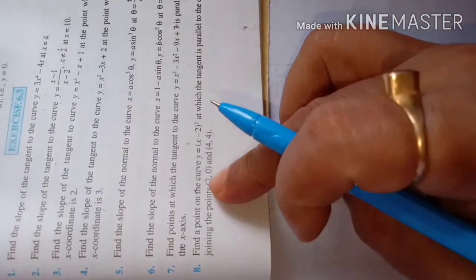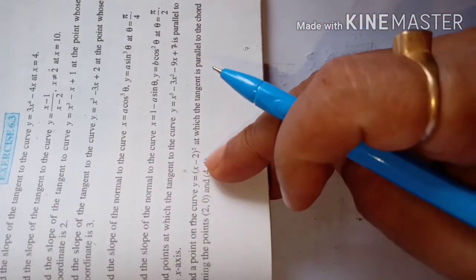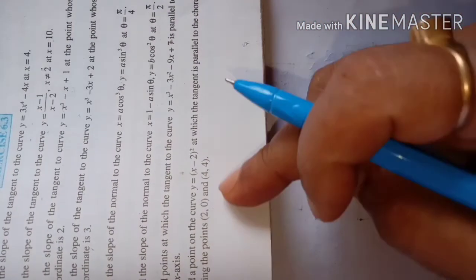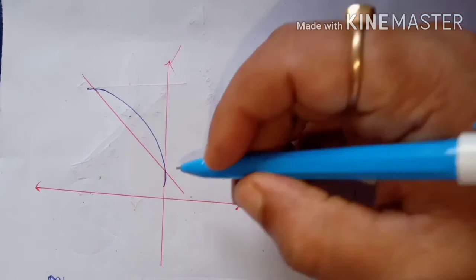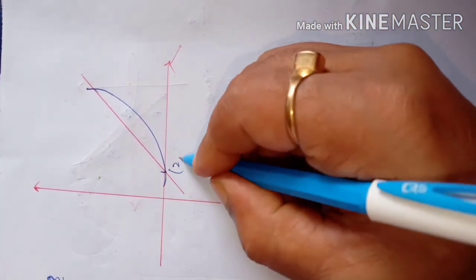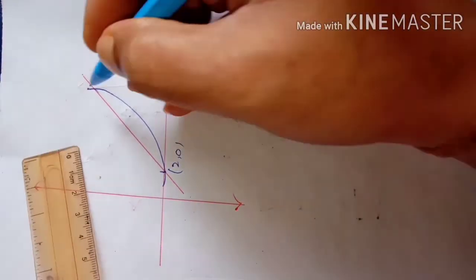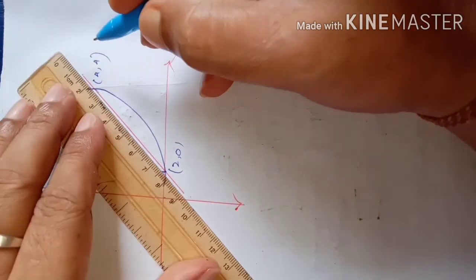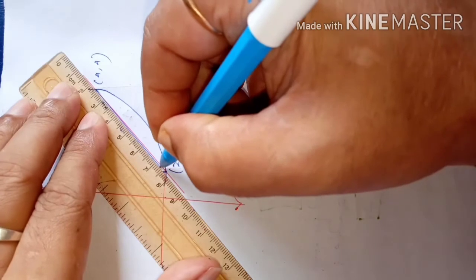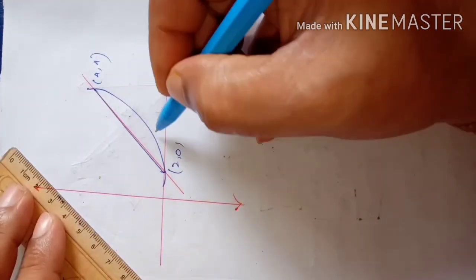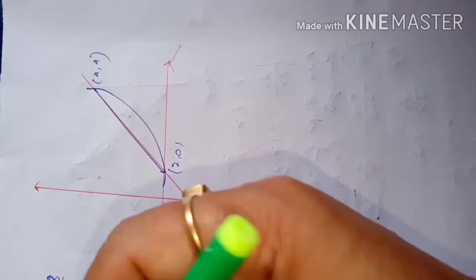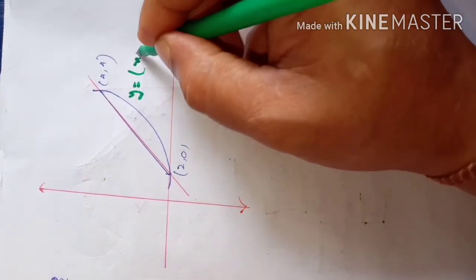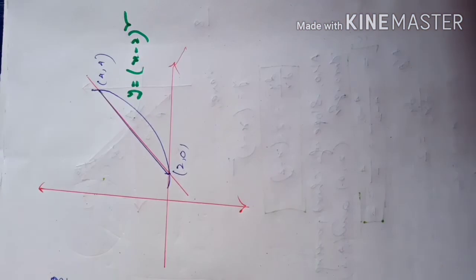Find a point on the curve y equal to x minus 2 whole square at which the tangent is parallel to the chord joining these 2 points. Suppose one point is 2, 0 and the other point is 4, 4. Through these 2 points there is a chord of the curve. This is the curve given by y equal to x minus 2 whole square.